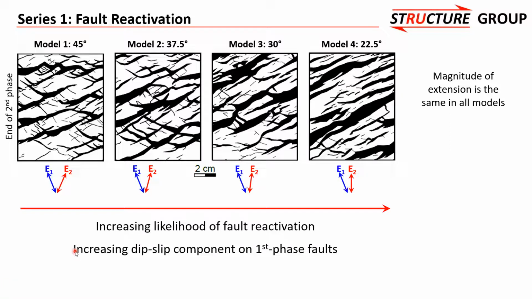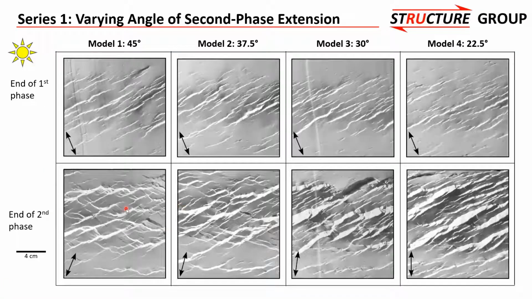Now, if we look back and think about the second phase faults, those are fairly easy to pick out. You can compare the end of the first phase to the end of the second phase and see which faults appear to be new. What you can see is there are new faults in all of the models, but it looks like the number of new faults is higher in the model with 45 degrees between the extension phases than it is in the model with 22.5 degrees between extension phases.